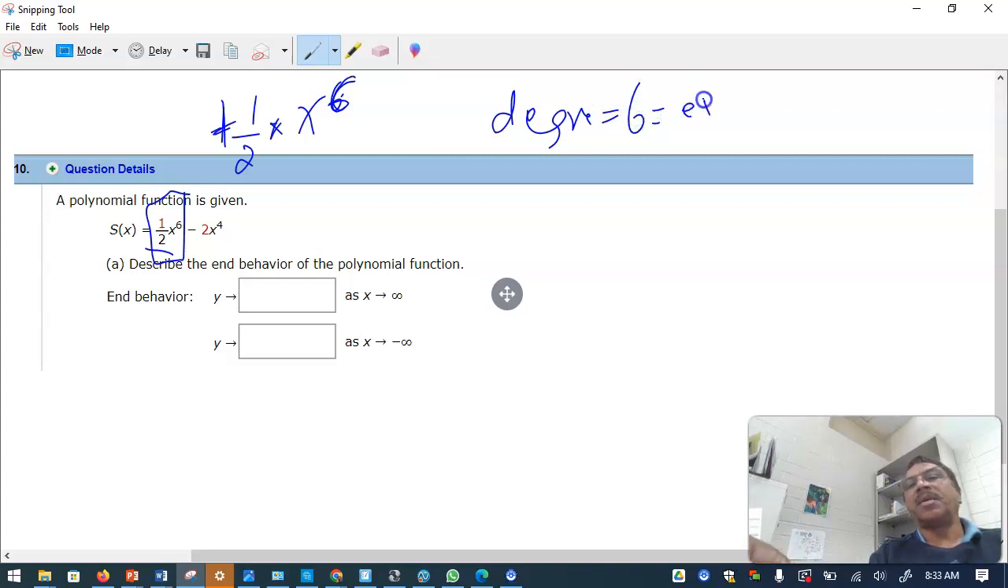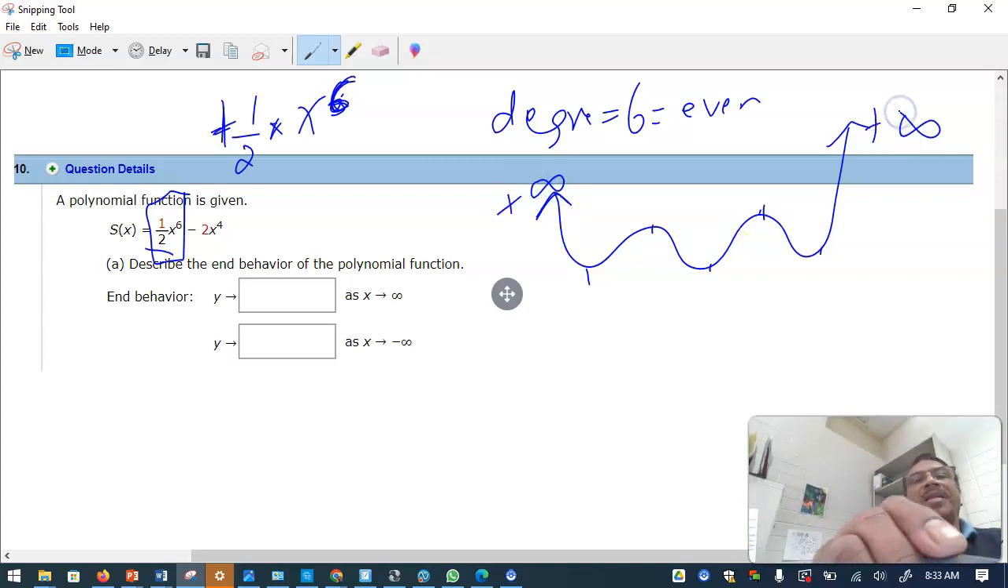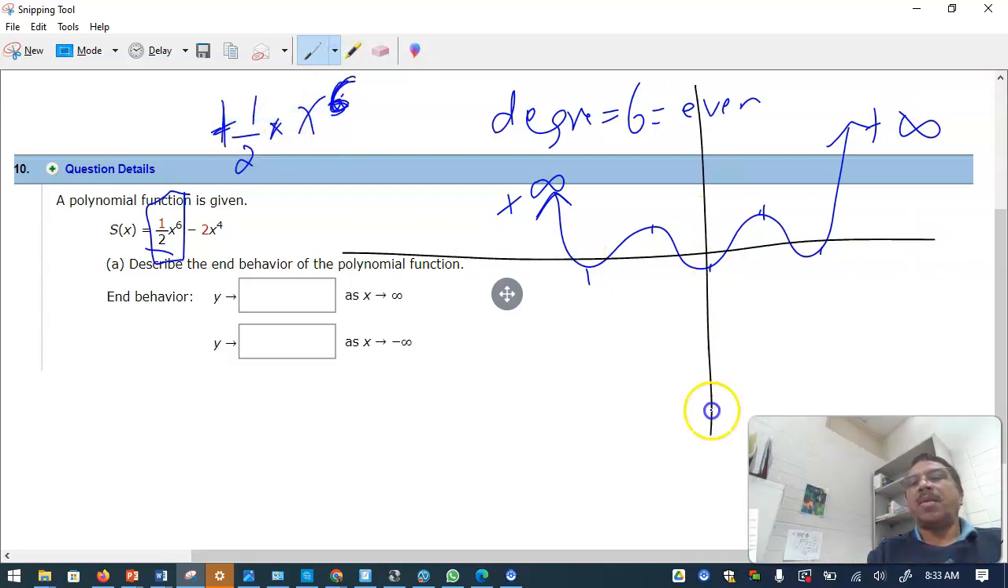The degree is 6, which is an even number, which means the graph will start from up, and maybe it takes 5 turns. You can see 1, 2, 3, 4, 5. So the maximum turns could be 5, and it goes up to plus infinity and up to plus infinity. I can easily draw the x-axis and y-axis like this, and maybe something like this. So it can have a maximum of 4 real zeros this way.